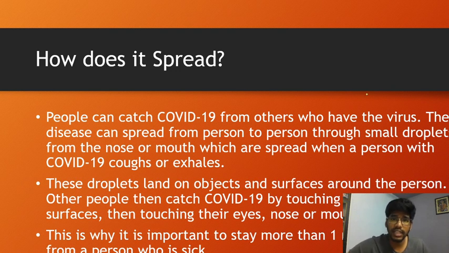This is the reason why the government has been asking us to maintain social distancing, at least 1 meter distance from one individual to the other, so that you stay protected from the virus. So it spreads from one person to the other person through small droplets, right? And those droplets which carry the viruses can stay for hours and days depending upon the surface, right, depending upon the surface.